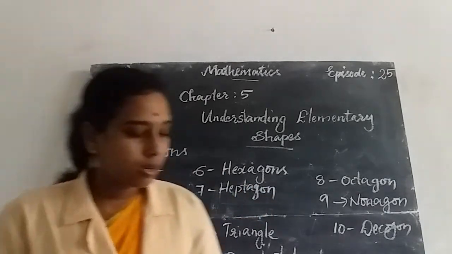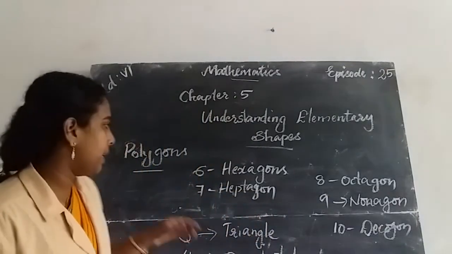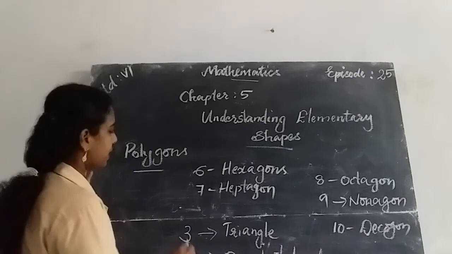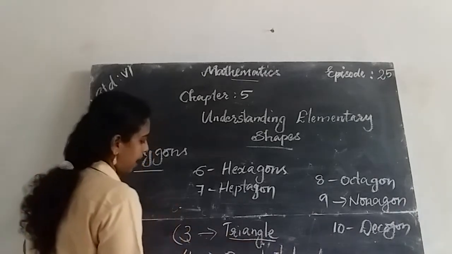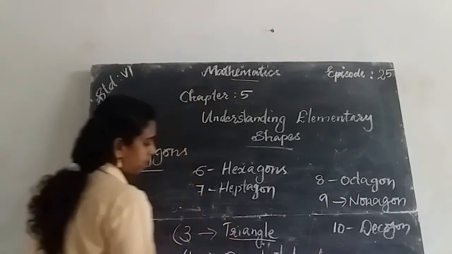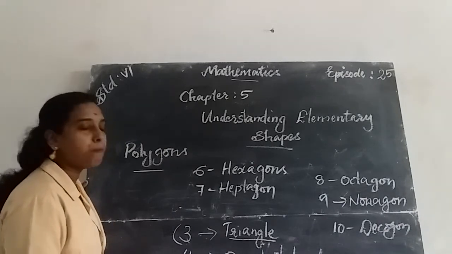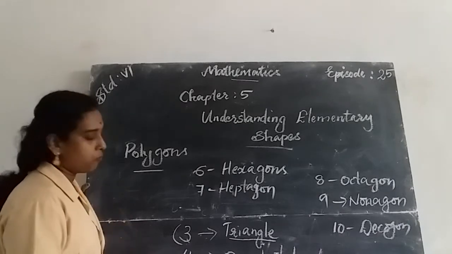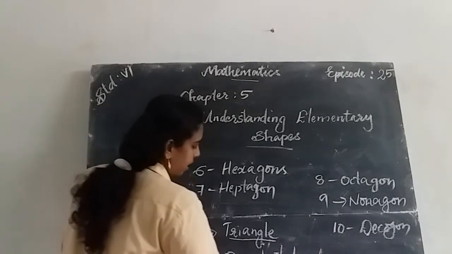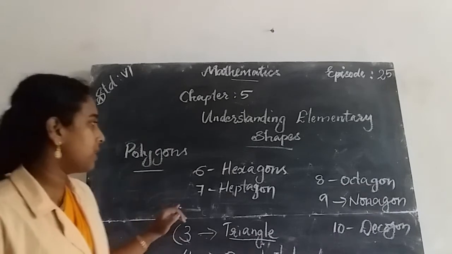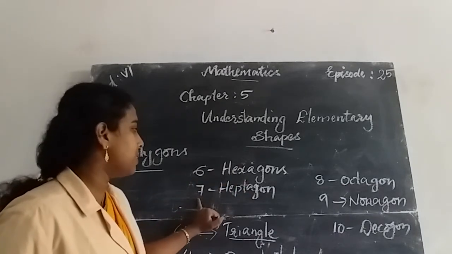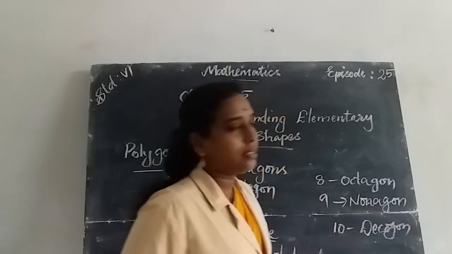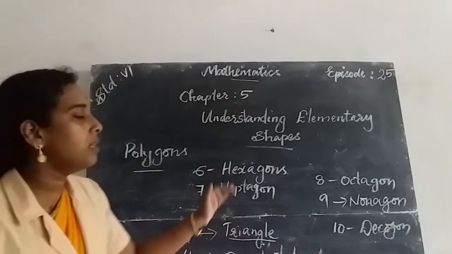So today we are going to discuss angles and their types, triangles and their types, and polygons. The polygons with three sides are called triangles, and polygons with four sides are called quadrilaterals. Squares are quadrilaterals because they have four sides. Then a polygon with five sides is called a pentagon, six sides a hexagon, seven sides a heptagon, eight sides an octagon, nine sides a nonagon, and a polygon with 10 sides is called a decagon.